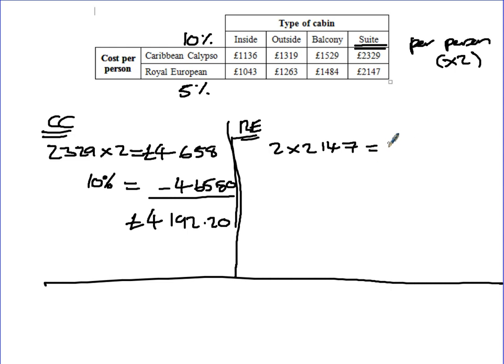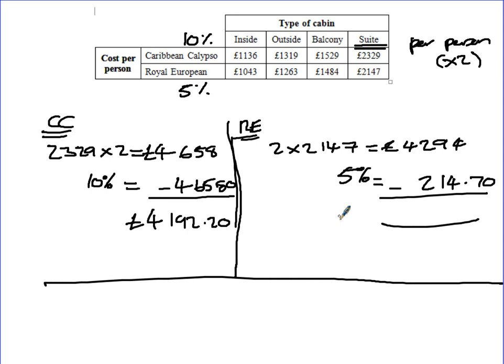Which gives you £4,294. Now this one we're only going to take 5% off. Now where to take 5% off is divide by 10 and then divide it by 2. So 5% off that, because dividing by 10 gives you 10% and then half that will give you obviously 5%. That's then £214.70.